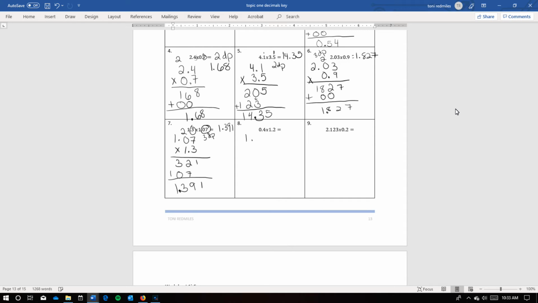I'm also going to flip-flop this one. Again, you don't have to. You'll get the same answer as me if you do it the other way. 4 times 2 is 8. 4 times 1 is 4. 0 times 2 is 0. 0 times 1 is 0. My answer is 840, and I need 2 decimal places. So 0.48.